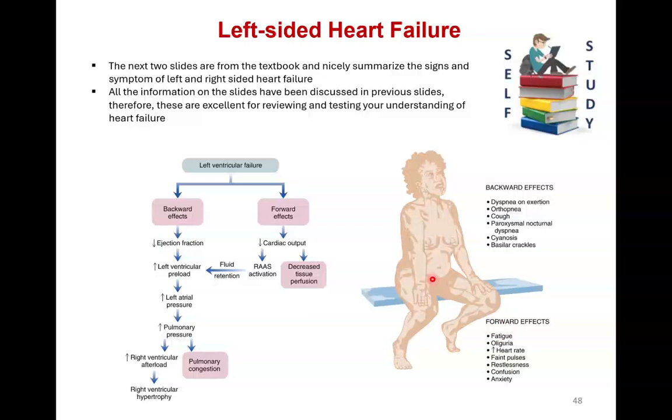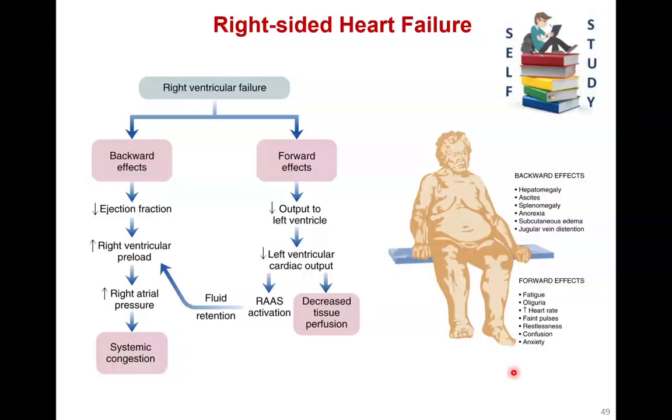The next two slides I'm not going to go over. They're taken directly from your book, and it just summarizes what we've discussed in the previous slides. What happens with left-sided heart failure? What are the backwards effects? What are the forward effects? And what are the compensatory mechanisms? We've talked about all of the various signs and symptoms that we see here. I've already discussed them, so I'm not going to go over them. I've just stuck this slide in here, so you should be able to go through and explain it to yourself. And similarly, we have one for right-sided heart failure, and it's the same thing. So I'm not going to go over them.